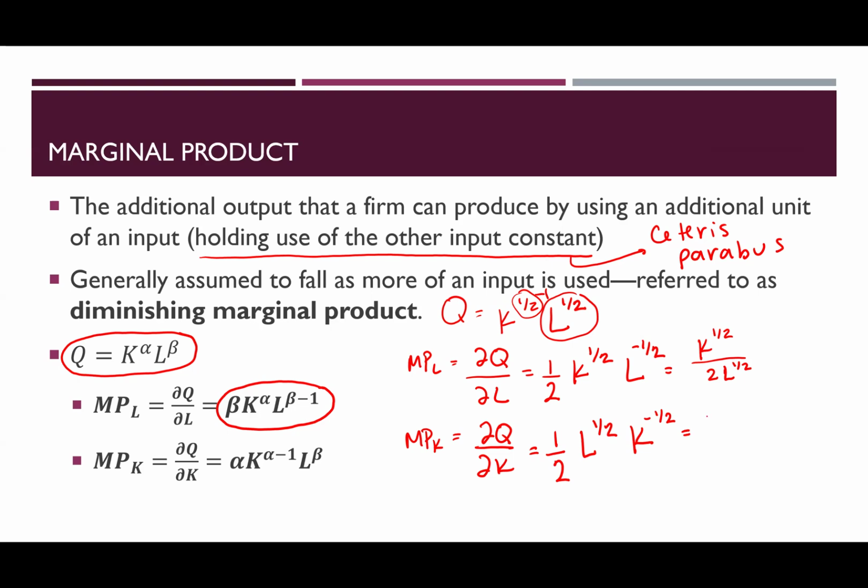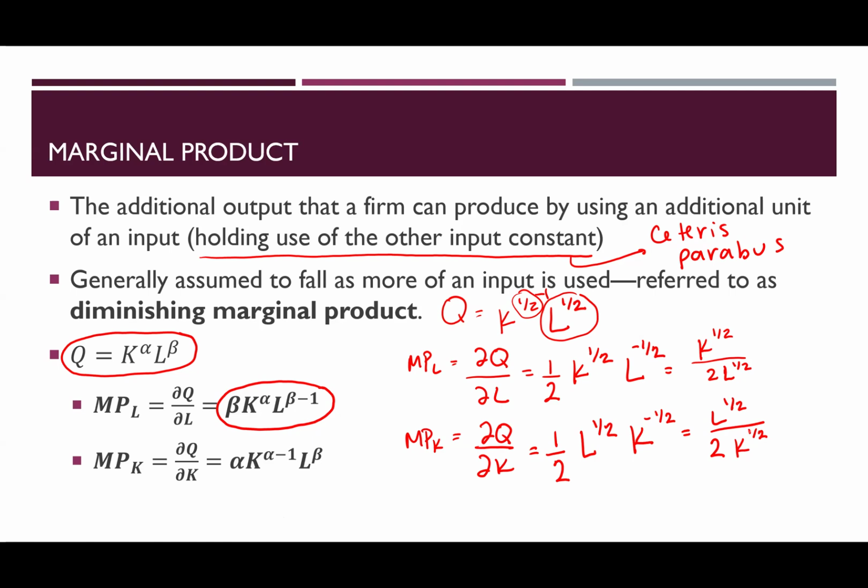Because we have that negative exponent, we can rewrite this equation like we did the previous one, where we move capital to that denominator. So we'll have L to the 1/2 power all over 2 times K to the 1/2 power. So marginal product of capital is L to the 1/2 power over 2 times K to the 1/2 power, all right?